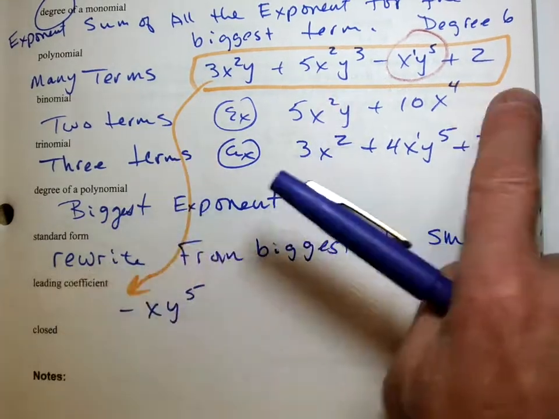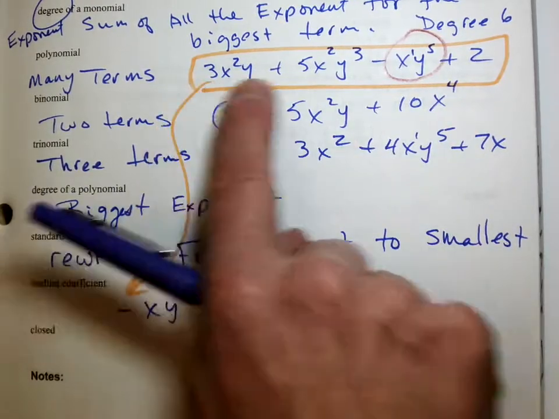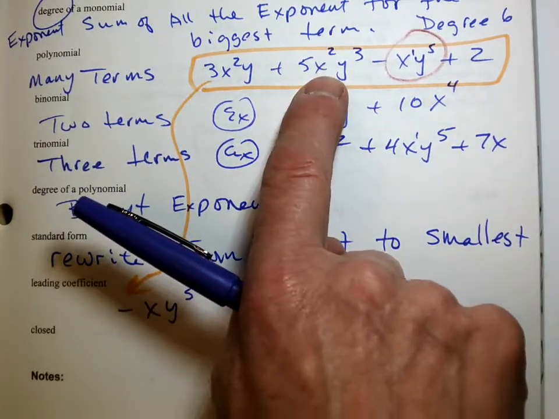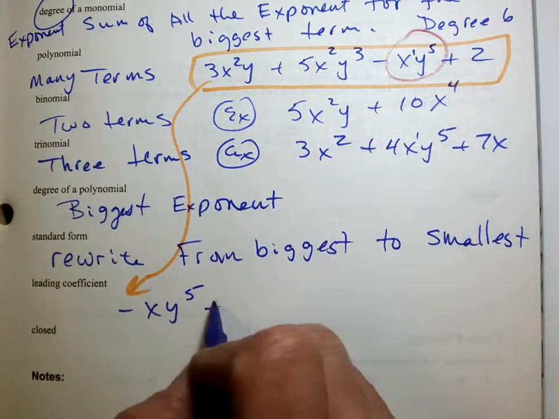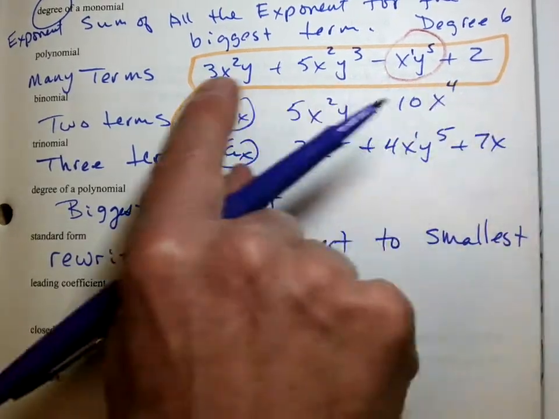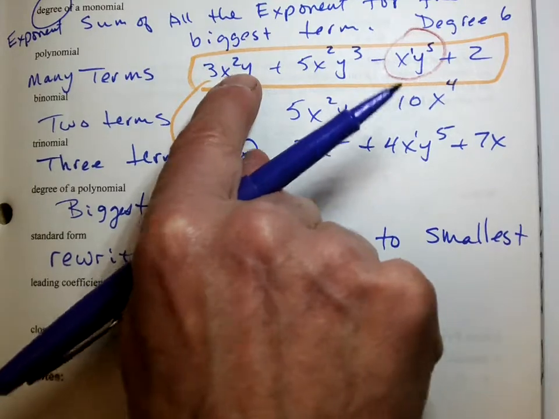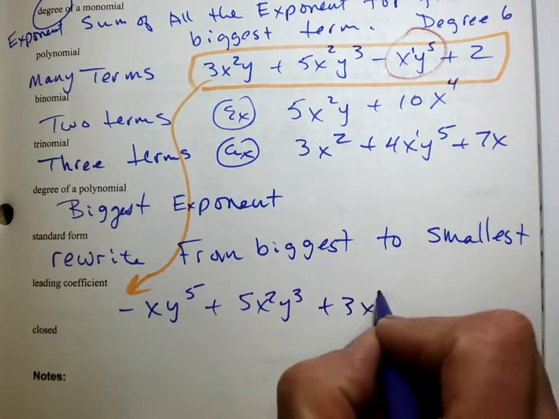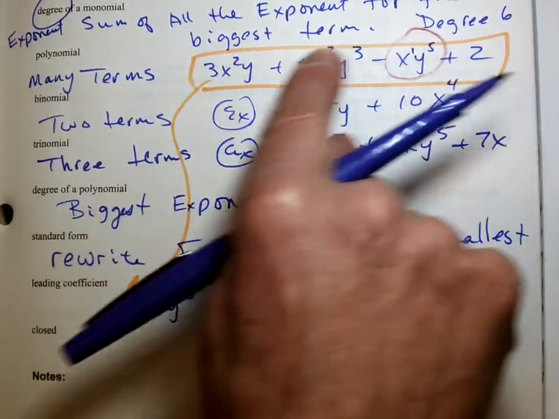Okay, in here, what's the next biggest? That one. Why is that the next biggest one? What's its exponent? 5, right? So plus 5x squared y cubed, okay? What's the next biggest up here? 3x squared y, right? Plus 3x squared y. What's the smallest here? Plus 2.